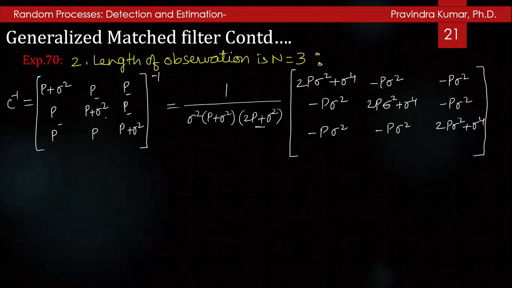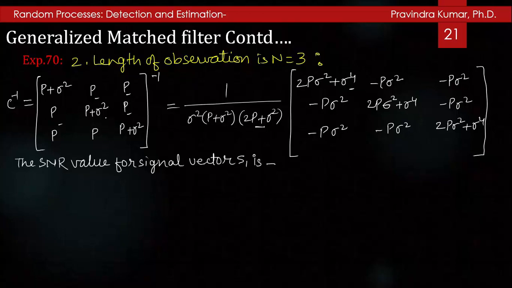2P sigma square plus sigma to the power 4, minus P sigma square, minus P sigma square, minus P sigma square, 2P sigma square plus sigma to the power 4, minus P sigma square, minus P sigma square, minus P sigma square, 2P sigma square plus sigma to the power 4. This is the inverse of the covariance matrix.